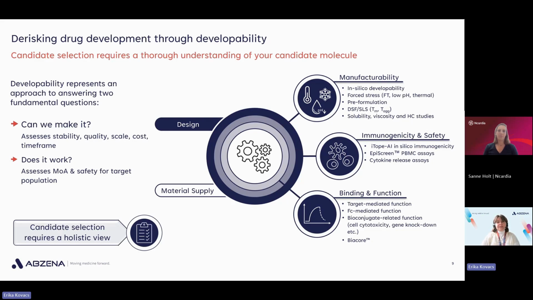So for this, as I mentioned, we have an extensive suite of analytical and bioassay testing platforms. So in terms of binding and function, we will always tailor the package based on your specific MOA and modality. And then we can also run extensive manufacturability assessments. And then last but not least, focus on safety, immunogenicity, and immunotoxicity. And that will be the key part of my talk from here on.